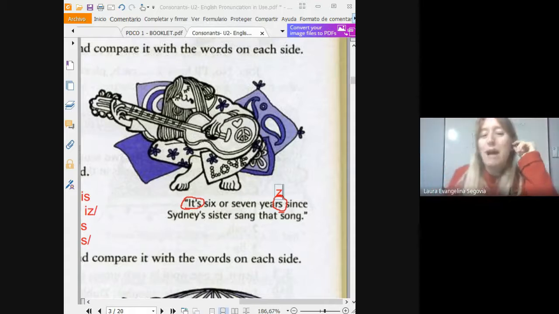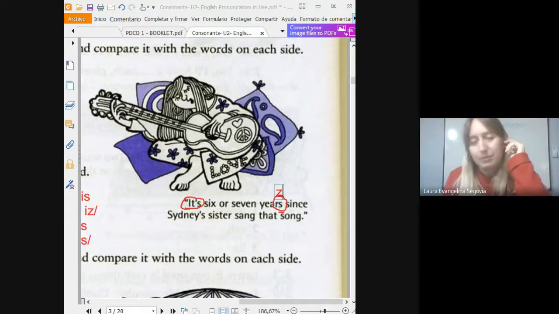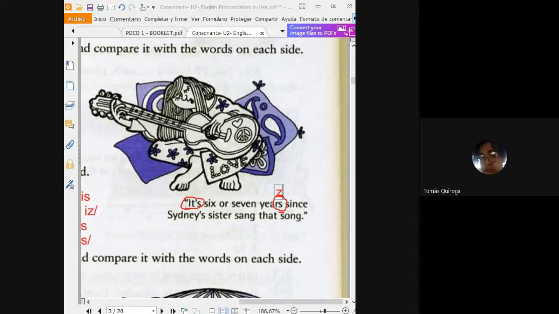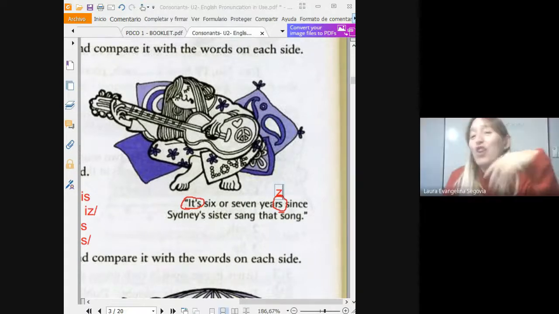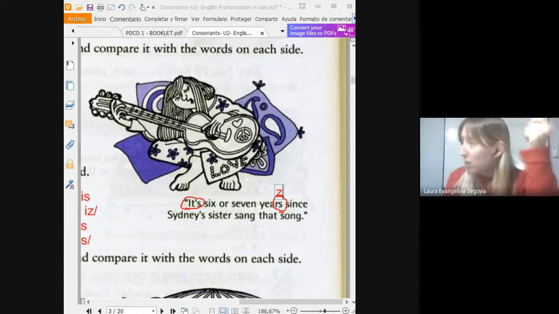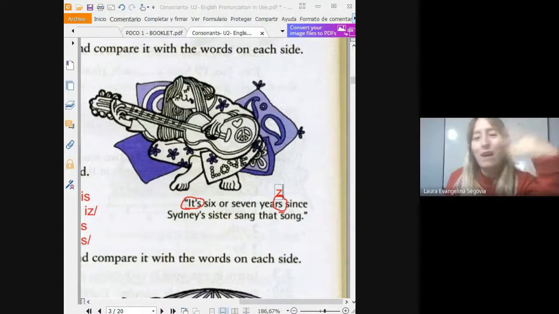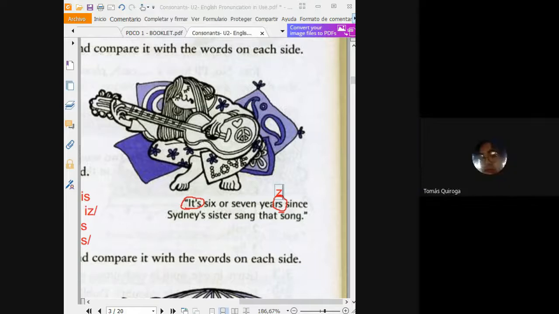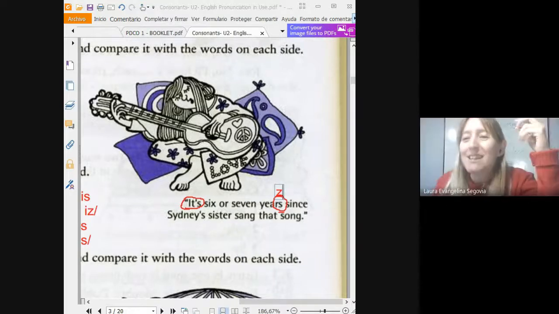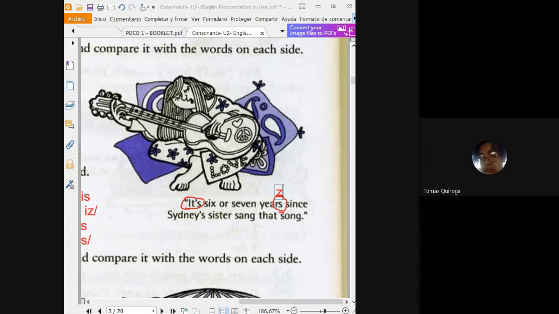Okay, better. Tomas, your turn. It's 6 or 7 years since Sydney's sister sang that song. No, don't tell me a story. Fast, fast, fast. Come on. 7 years since Sydney's sister sang that song. No, faster. You are stammering. Come on. Sydney's sister. Sydney's sister. It's 6 or 7 years since Sydney's sister sang that song.